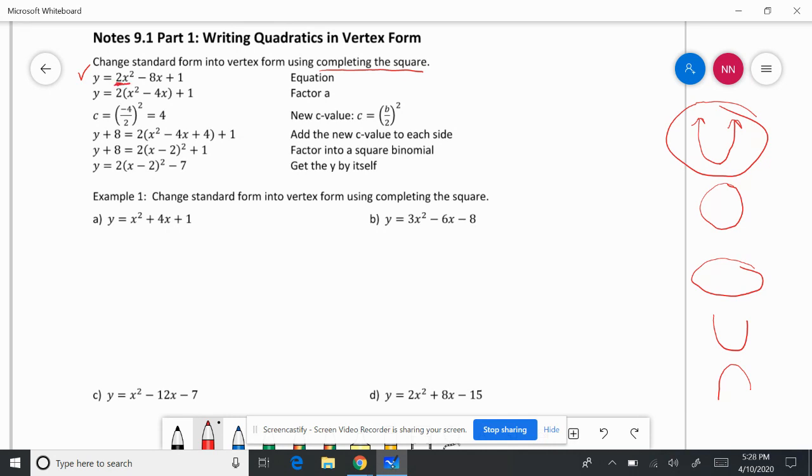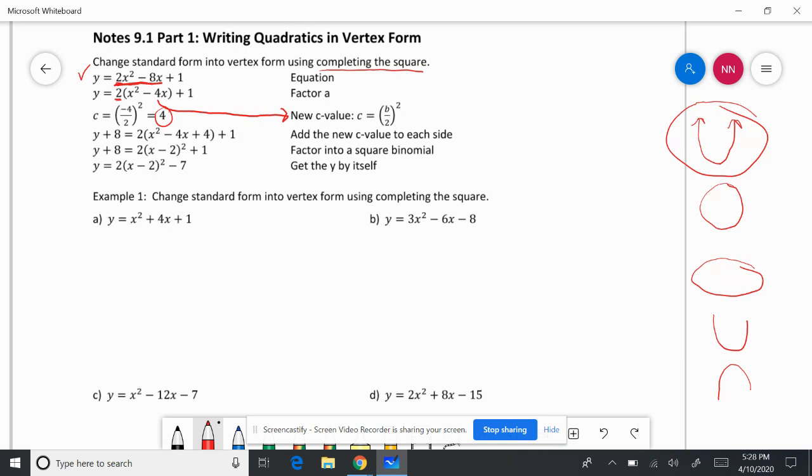When we factor out an a, it's just going to be from our first two terms. And that's how we get the 2 right here. This next step is the most important. What we're going to do is find a new c value. How we find a new c value is we take our b value, divide it by 2 and square it. So we take the -4, divide it by 2 and square it, and we get 4.